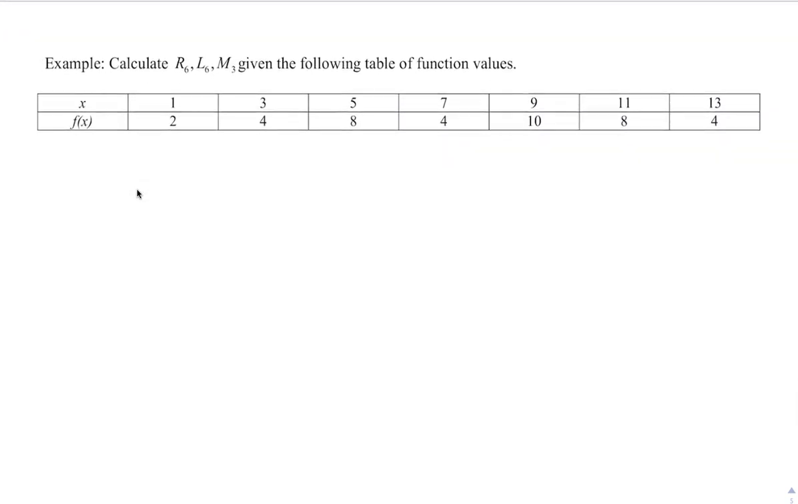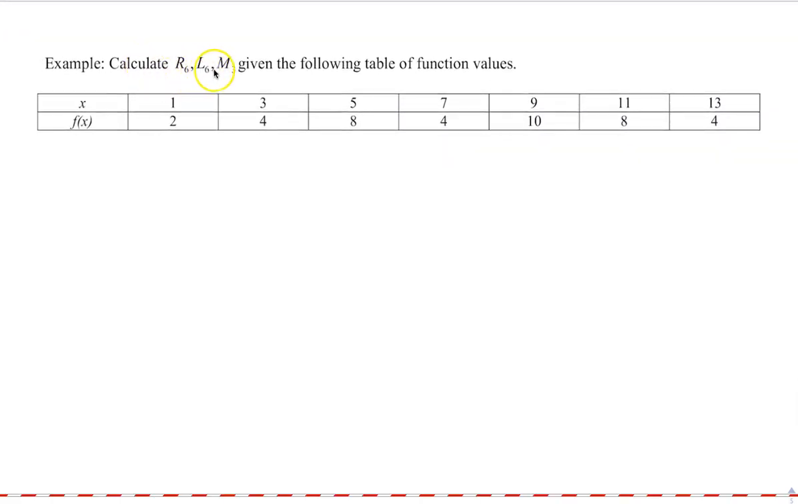Well, that's what's going on right here. So we want to calculate R6, L6, and M3 given the following table values. So remember, R6 is right rectangular approximation, so using the right side. L6 is left rectangular, and M is M3. So let's go through this one by one. So let's do R6 first.